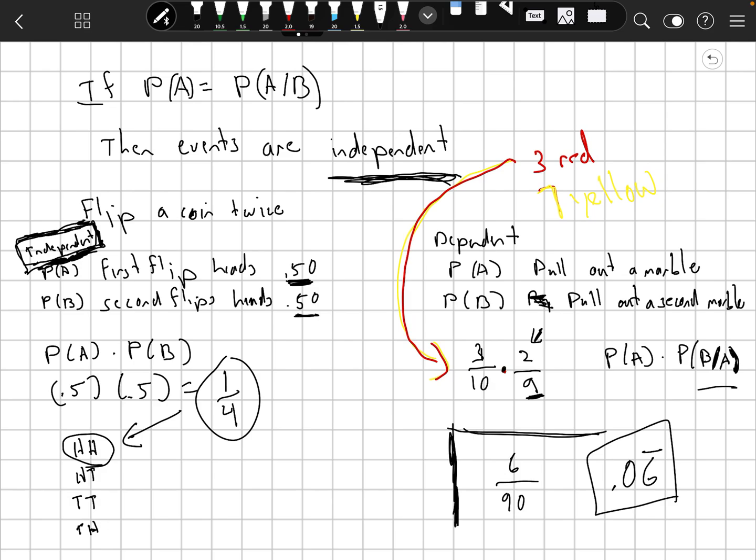And again, this formula was based on the fact that the second event depended on the first event. So it's the probability of A happening times the probability of B happening, given that A already happened. In contrast, over here, we just have the probability of A times the probability of B. These are dependent events.